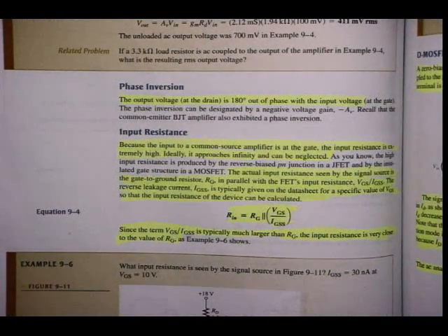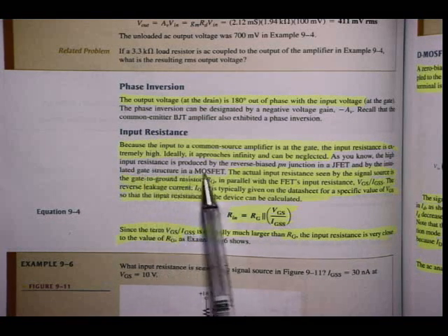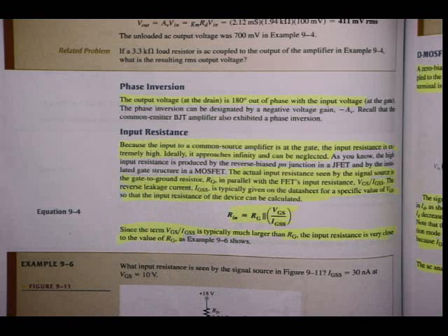Right, the next section, the phase inversion. The output voltage at the drain is 180 degrees out of phase with the input voltage, as we've seen. Input resistance: because the input to a common source amplifier is at the gate, the input resistance is extremely high. Ideally, it approaches infinity and can be neglected. As you know, the high input resistance is produced by the reverse biased PN junction in a JFET and by the insulated gate structure in a MOSFET, as we've seen in the previous chapter.